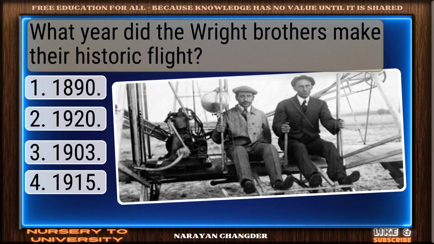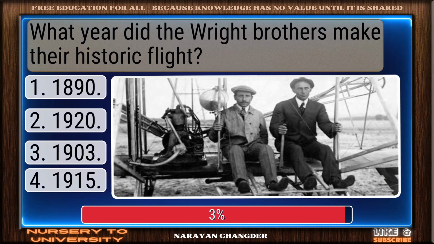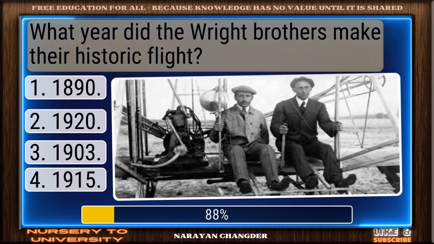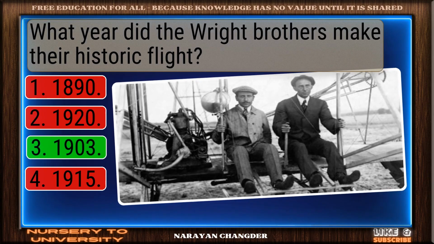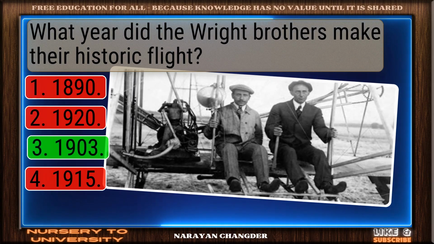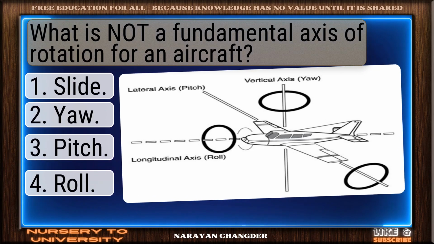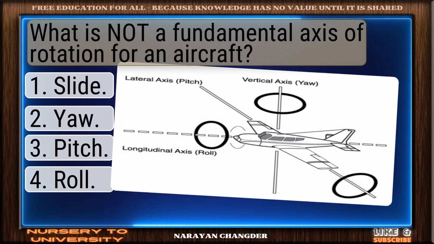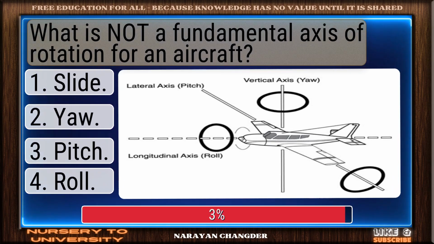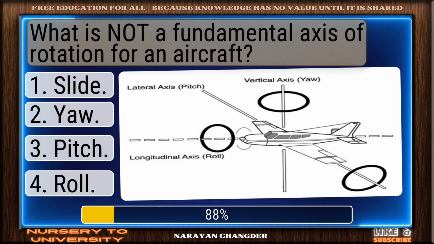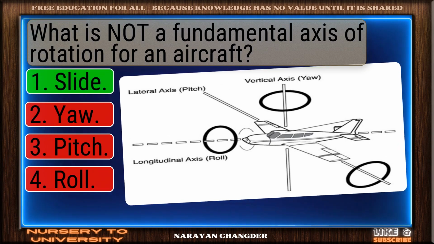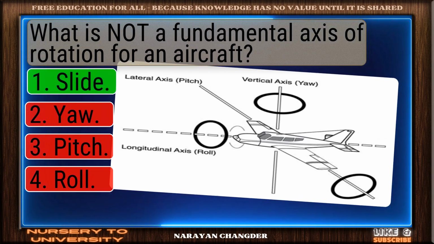What year did the Wright brothers make their historic flight? Smart pick. 1903 is the correct choice. What is not a fundamental axis of rotation for an aircraft? Nice selection. Slide is the correct and valid answer.